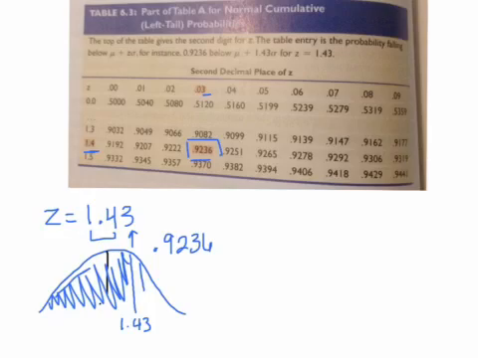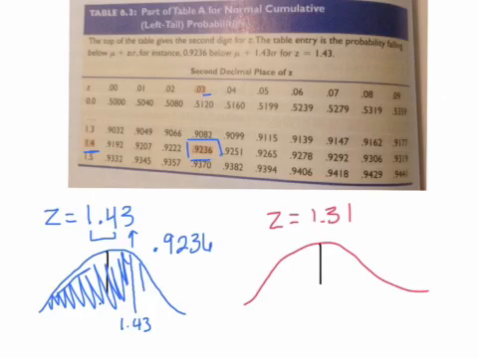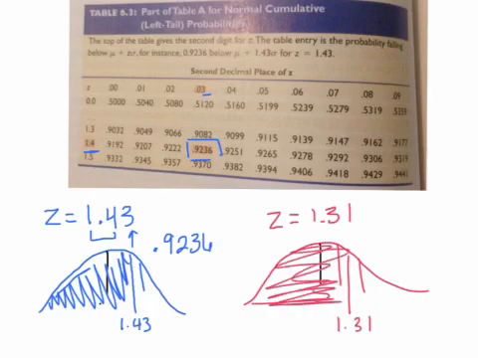Let's do one more. Let's say z-score equals 1.31. Again, if I draw it out, here's the mean, here's one standard deviation above, 2, so it has to be 1.31. It's all of this information right here. What percentile is it? We go 1.3 and 1, so those meet right here at 0.9049.